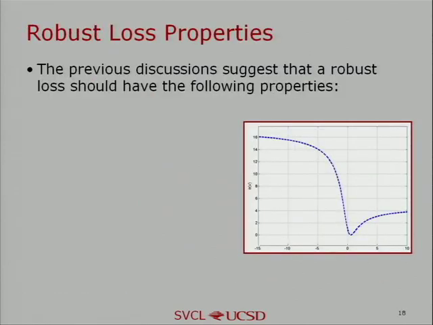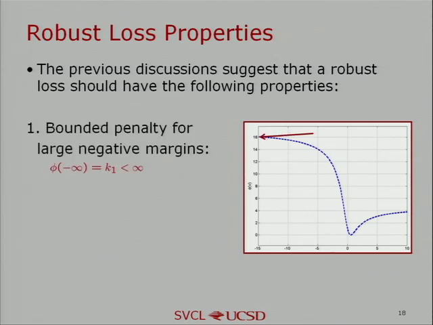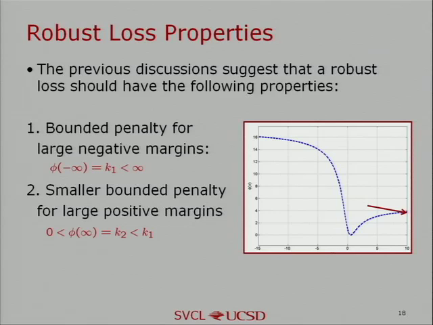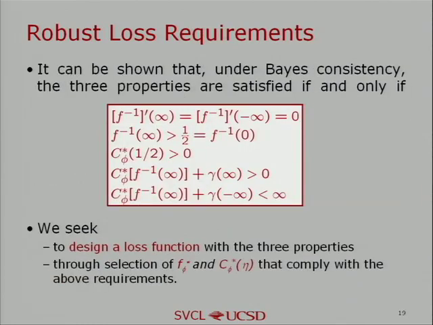for a truly robust loss function, we saw in our previous discussion that for a hypothetical loss, it should have a certain number of properties. We would, first of all, like it to be bounded for large negative margins. And we'd also like it to assign a smaller bounded penalty for large positive margins. And we'd also like it to be margin enforcing, of course. And it can be shown that under Bayes consistency, those three properties are satisfied if and only if these three conditions or requirements hold for our choice of F star and C star.